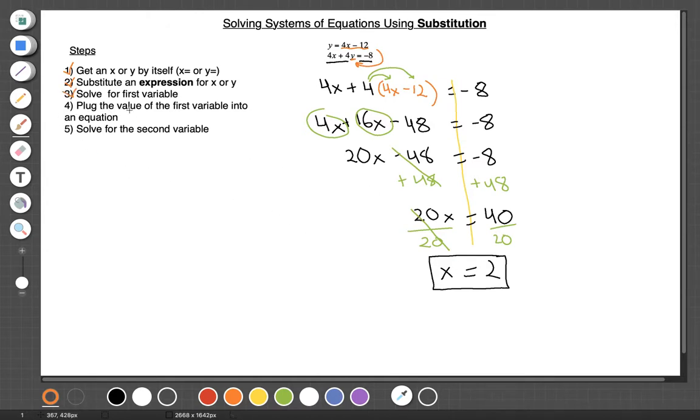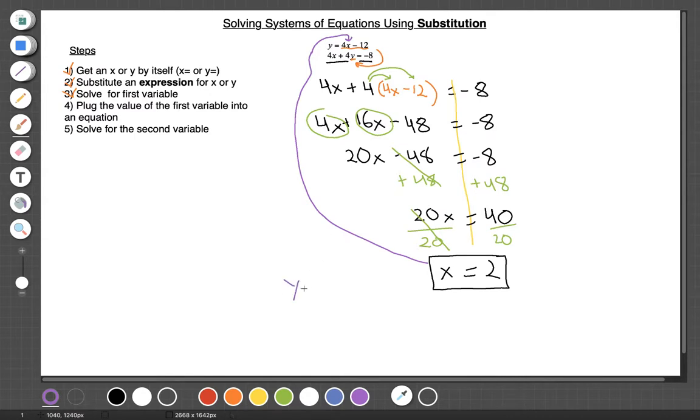Now plug the value of the first variable into an equation. So we have two different equations up here. We know what x equals now. So we're going to take this and go ahead and plug it in up to one of these equations. Now we already have y equals here. So that's the easier equation because we're trying to find y now that we know x. If I plug in this for x, it's going to give me y. So that's what we're going to do.